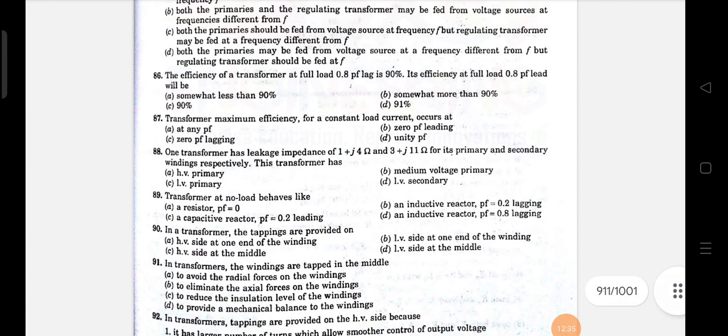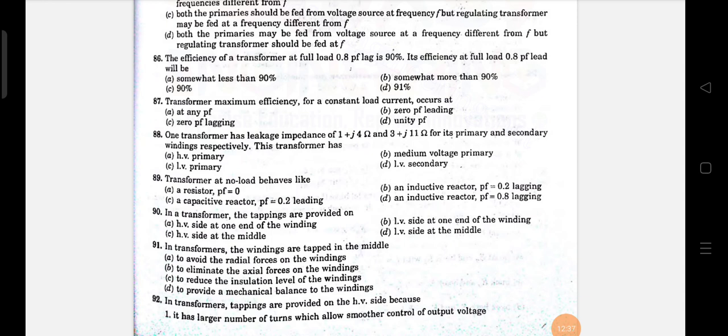Next, 87th question. Transformer maximum efficiency for a constant load current occurs at, okay, maximum efficiency always occurs at unity power factor.